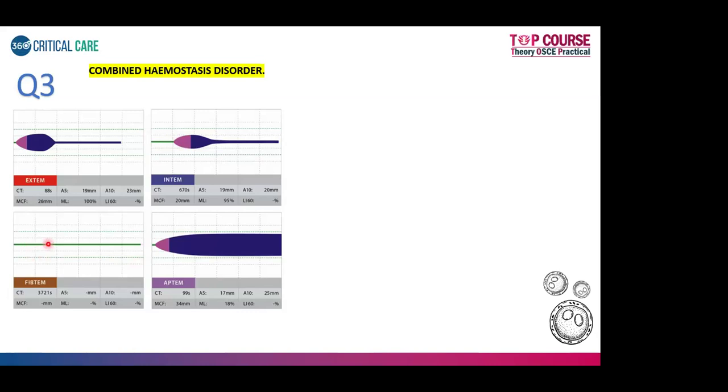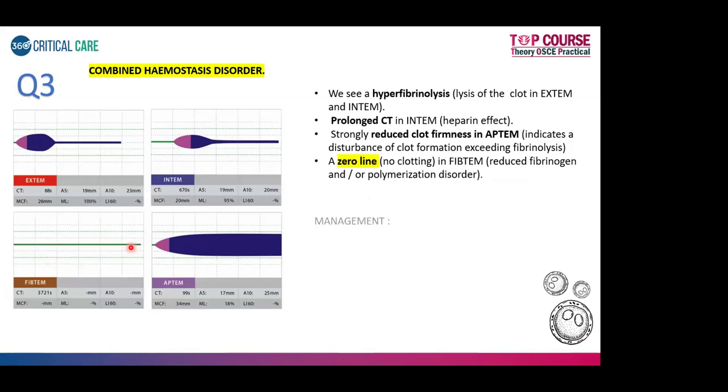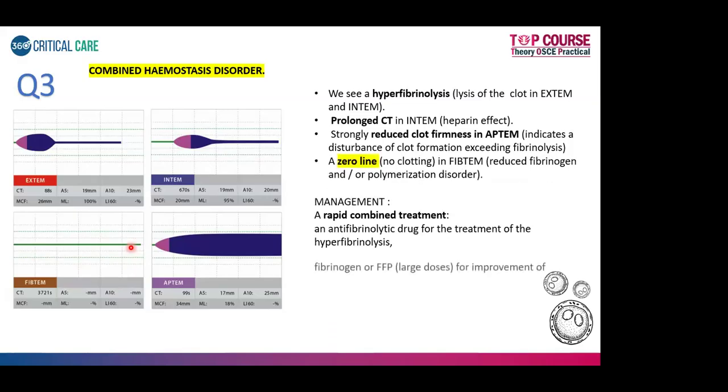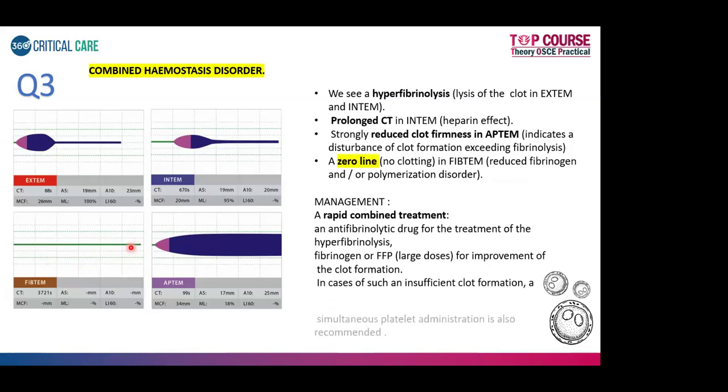Then you look at fibrinogen. In FIBTEM you can't see anything at all. It's almost zero. So that is also deficient. That is the reason we call it a combined hemostatic disorder. You have a problem with clot initiation, clot formation, clot stabilization, and clot lysis. All four parameters are deranged here. Any doubts? Okay, so what all do you have to give here?